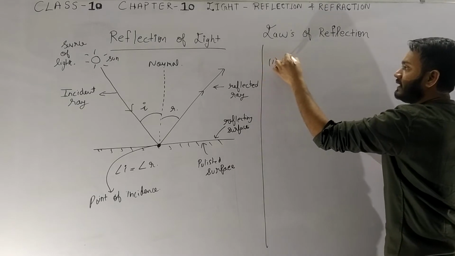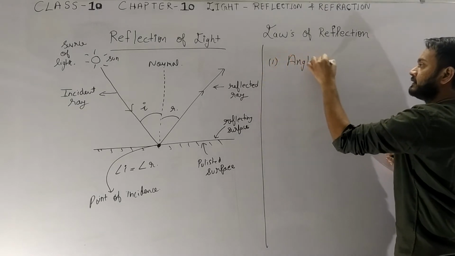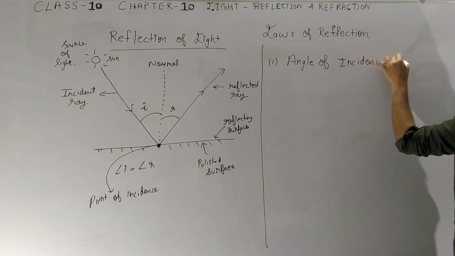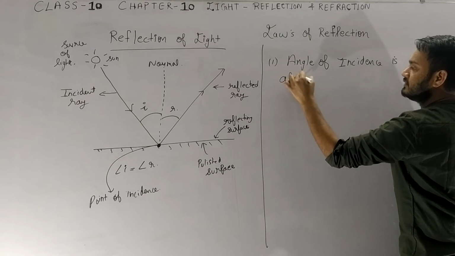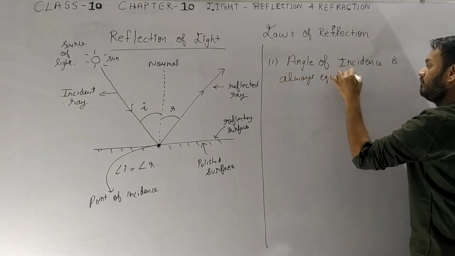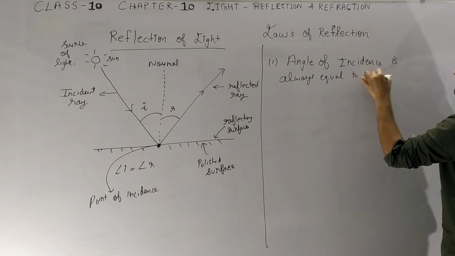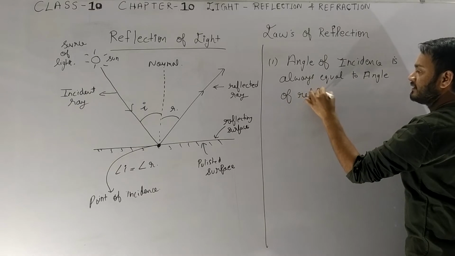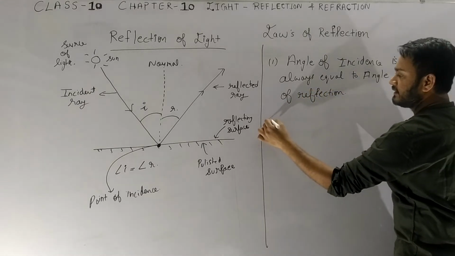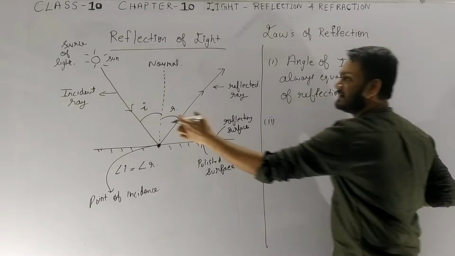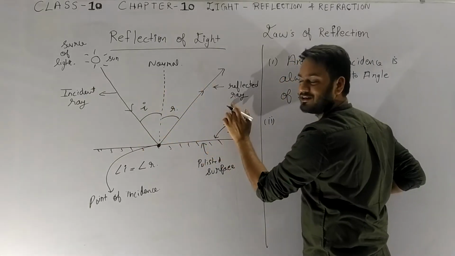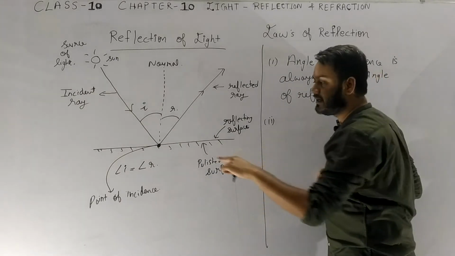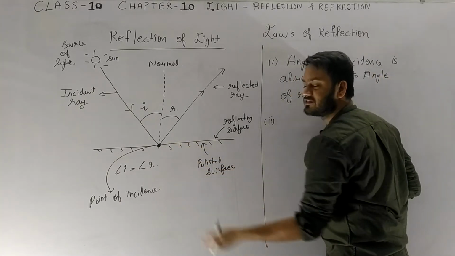First, angle of incidence is always equal to the angle of reflection. This is the first law. Now the second law says that the incident ray, normal and the reflected ray all lie in the same plane and at the same point, that is the point of incidence.